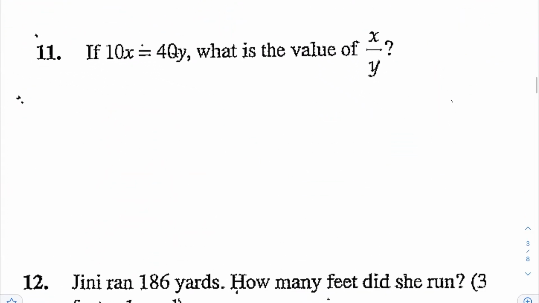All right, next for number 11, if 10x is equal to 40 times y, then what's the value of x divided by y? All right, so here to get x divided by y, you want to move the variable y to the left side, so you can divide by y. And you want to get rid of the 10 on the left side, so you want to divide by that as well. So then x over y is going to be equal to 40 over 10, or just 4.